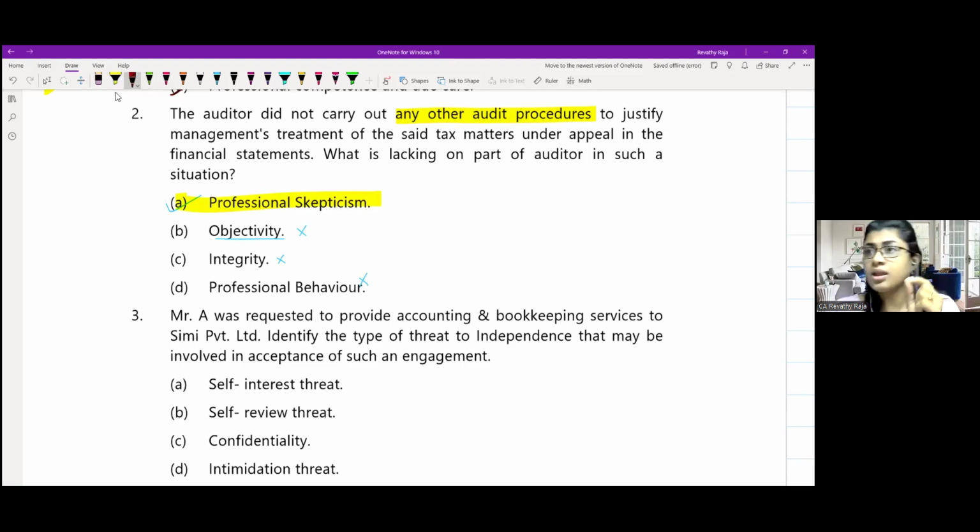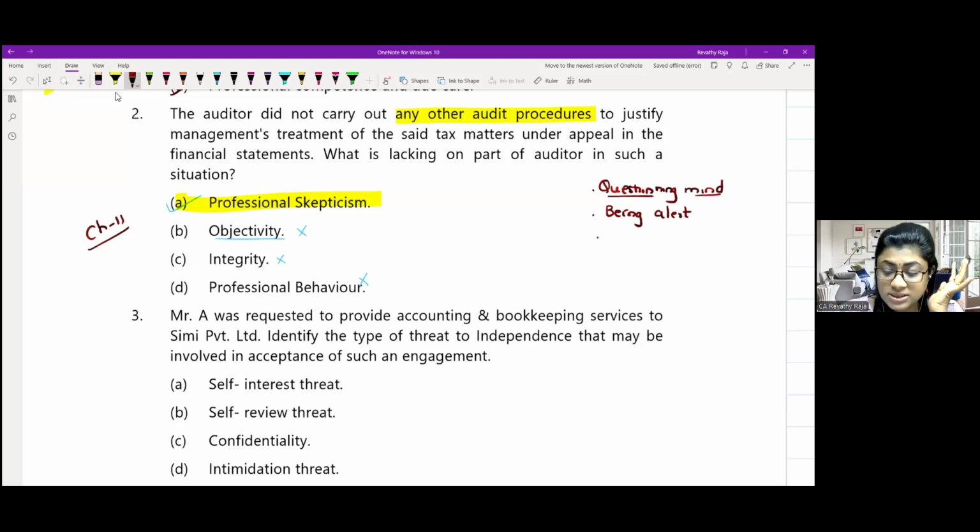But can we revise what is skepticism? Can you say the keyword? Again, chapter 11 only. Skepticism is an attitude of questioning mind. You can say doubtful or questioning mind. Meaning you have to be alert to the facts and circumstances.